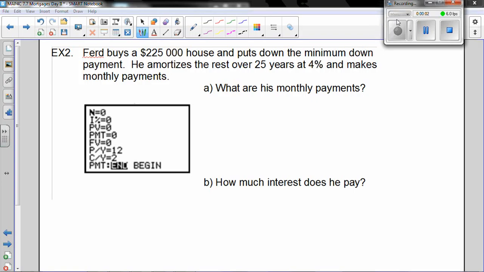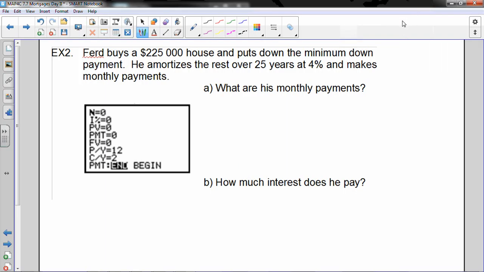All right, back with part two here. Example two, Ferd's at it again. He's buying a $225,000 house this time and putting down a minimum down payment. Now, we've got to remember this from our research.